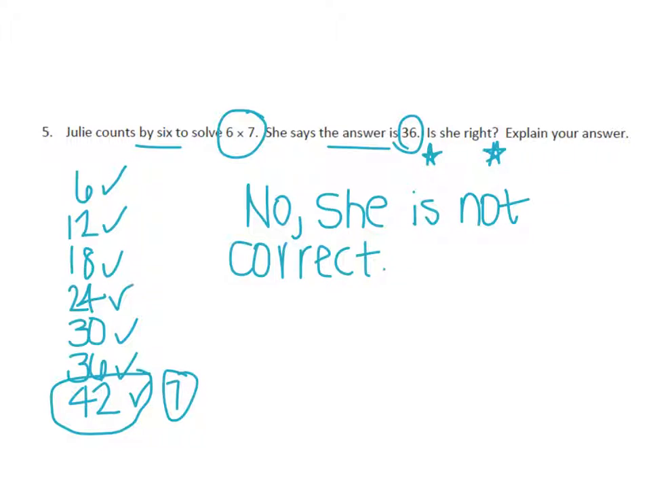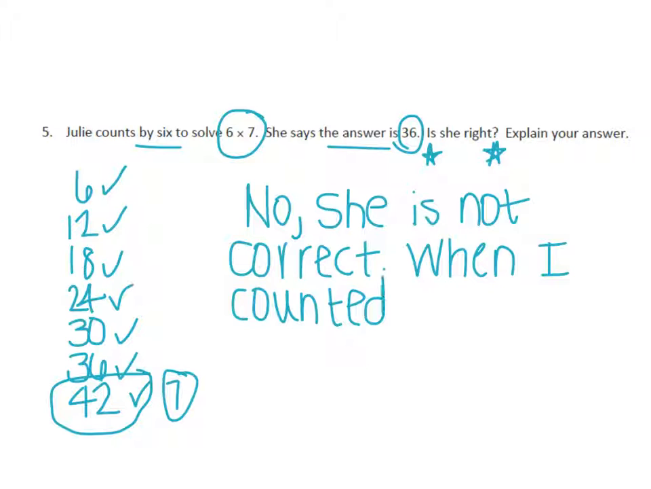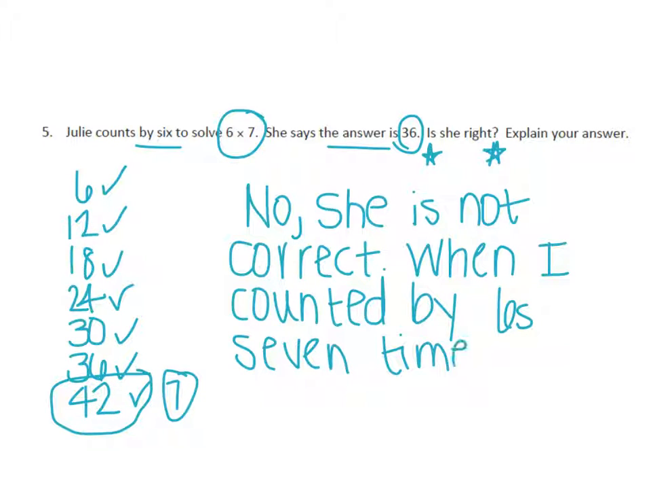Now I'm going to write down to explain what I did. So when I counted by 6s 7 times, I got 42.